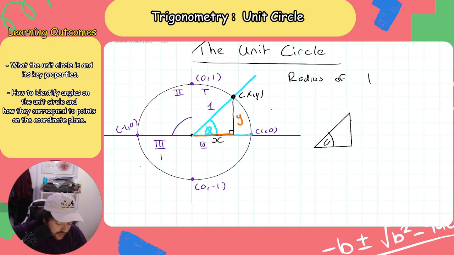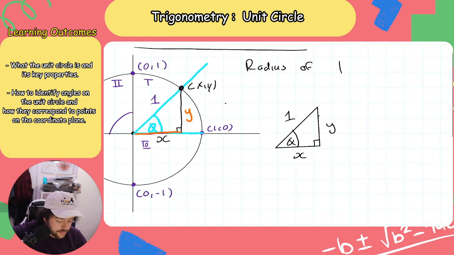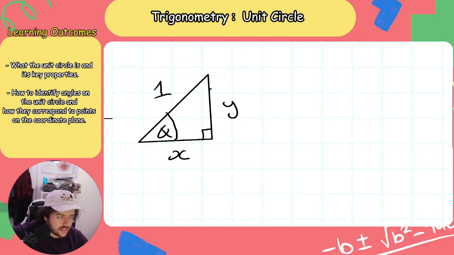So, it's angle theta. It's a right angle triangle. I have a hypotenuse of 1. My opposite is equal to y, and my adjacent is going to be equal to x. So let's look at our handy dandy trig ratios.